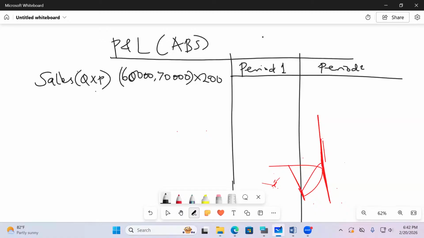So remember, the first figure is for period 1, isn't it? The second figure is for period 2. So period 1, 60,000 times 200 gives us how much? 12 million. So this gives us 12 million. And then 70,000 times 200? 14 million. 14.